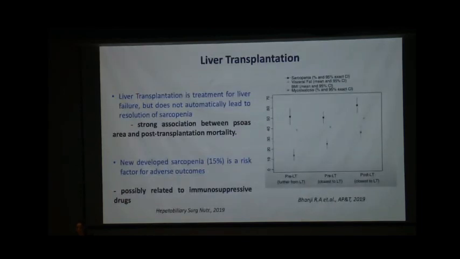So liver transplant is not the solution because there are many studies. In fact, one of these found that even after liver transplant, sometimes the sarcopenia increases, which is 15% and a risk factor for the adverse outcomes. So it might be possibly related to the immunosuppressive drugs.